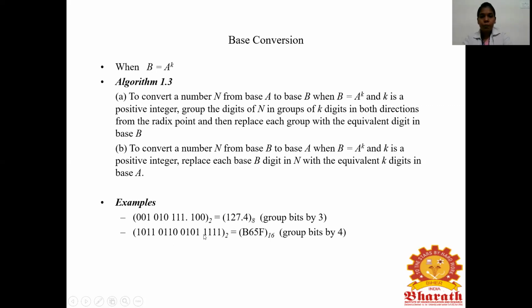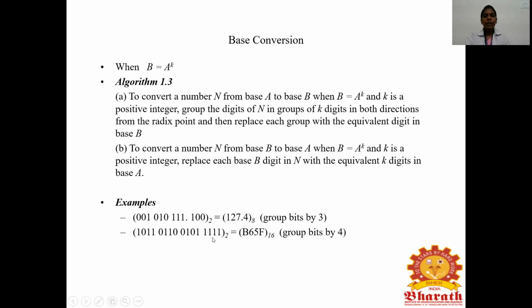Next example, binary to hexadecimal. When we convert from binary to hexadecimal, the base of the hexadecimal number is 16. How did we get this 16? 2 to the power 4 is equal to 16. So we are going to form a group which consists of 4 bits. Start from here. So 1111, 4 bits, is one group. 1010 is another group. Likewise it goes on.